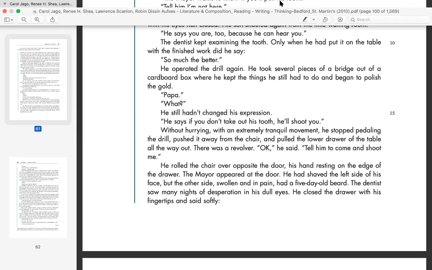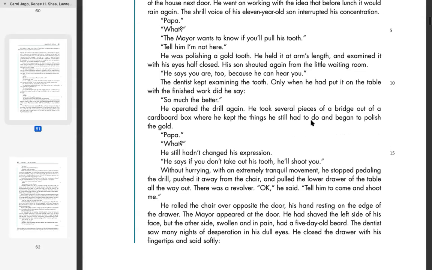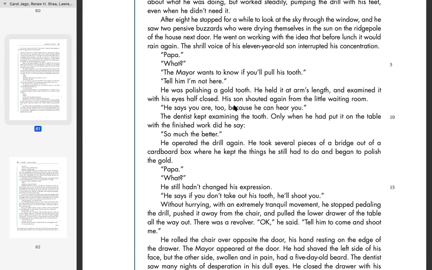Yes, sir. When he said that he will shoot him if he did not take out his tooth. Yeah, true. And that conflict has started much earlier over here. For example, when the son says Papa, and the dentist replies, What? And then the son says the mayor wants to know if you will pull his tooth, and the dentist replies, Tell him I'm not here. So you might notice disagreement right there. The mayor wants the dentist to do something, but the dentist is avoiding that. So that is the start of the conflict.